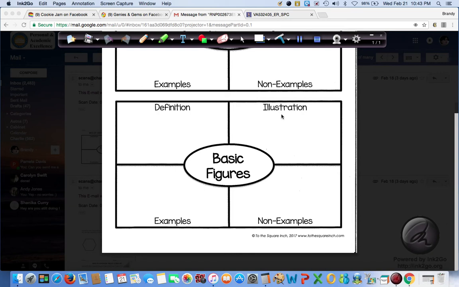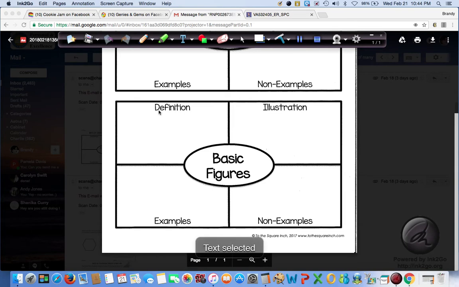Back. Tonight we're going to do a compilation. That means a bunch of different pieces of notes for our area and perimeter. The first one talks about basic figures. These are our one-shaped figures.